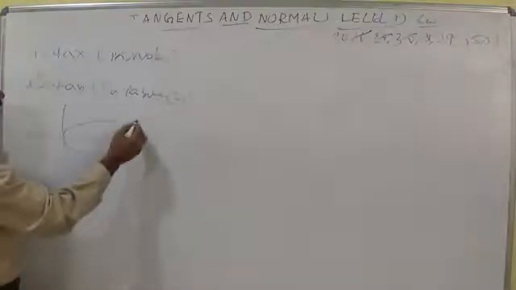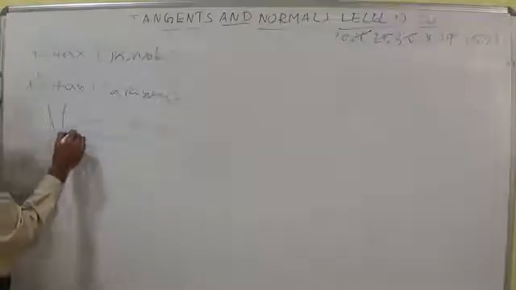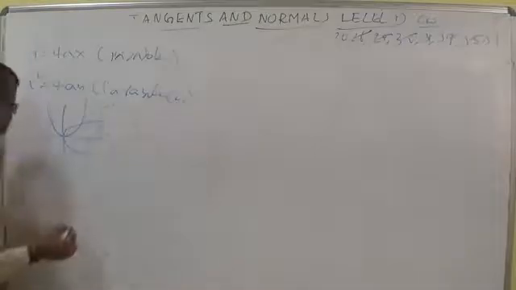y square equal to 4ax shape. Next, x square is equal to 4ay shape.